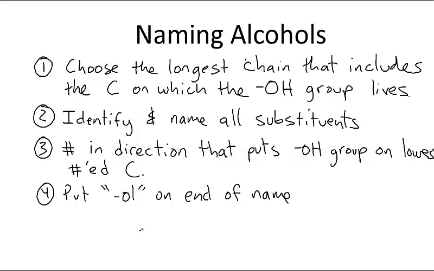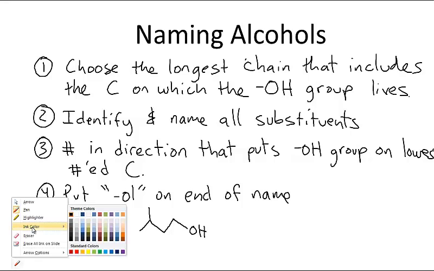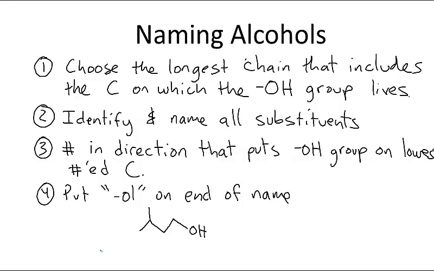So since we're just about out of time, just to give a quick example. If I had this molecule here, I'd identify my chain as 1, 2, 3, 4 carbons. So 1, 2, 3, 4. I'd number it from right to left to put the lowest number on the carbon with the OH. And this would be 3-methyl-1-butanol.